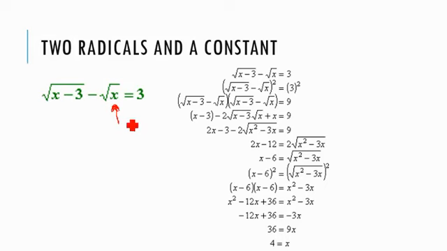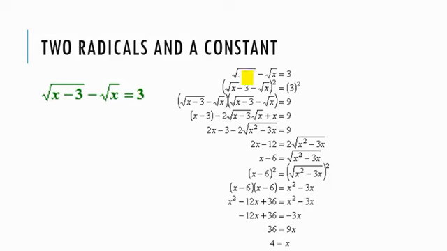Now, you may get lucky and say this 3 was a 0. If this 3 was a 0, you could rewrite x minus 3, and that would equal the square root of x, and you could square both sides and you'd have x minus 3 equals x, and you could solve for x. However, that's not true. That 3 is there. And therefore, you're going to have to do a little more work.